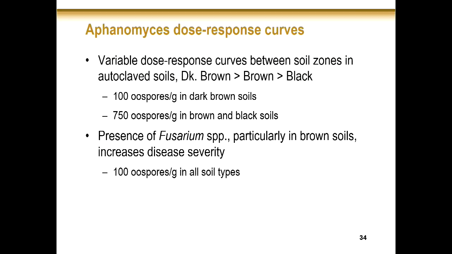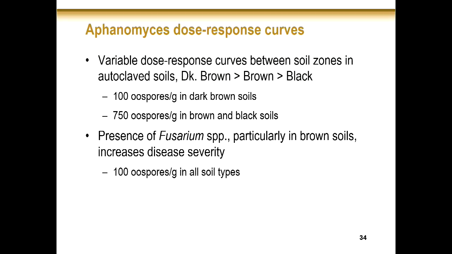Okay, so what we found is that there is a variable dose-response curve between soil zones. Dark brown seems to be the most conducive to disease, followed by brown, followed by black. You need about 100 oospores per gram of soil in the dark brown soil zones to cause severe disease, whereas in the brown and the black, you need about 750 oospores per gram of soil. However, if you add Fusarium into the mix, particularly in those brown soil zones, we see that disease severity increases, with about 100 oospores per gram of soil in all soil types causing disease.